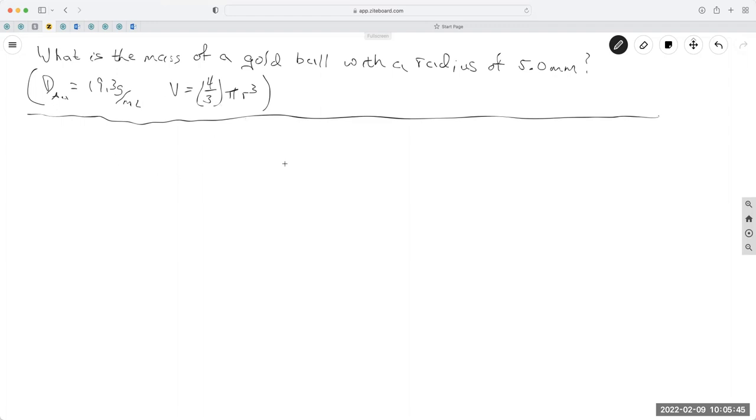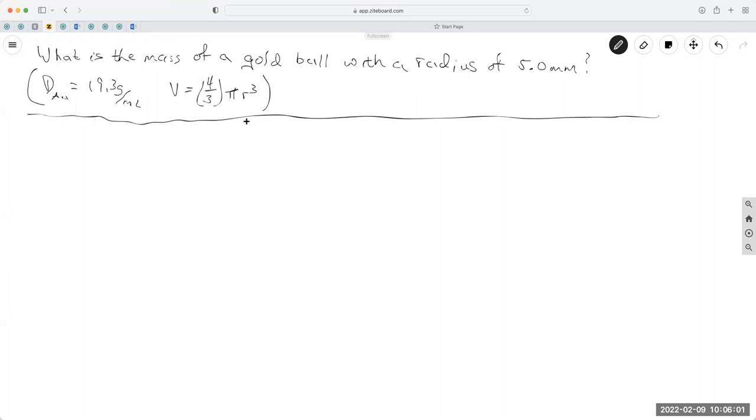Is that pi r cubed? That's an r cubed, pi r cubed. Okay. All right. So this problem has two different numbers, two equations, right? All sorts of stuff in here. So where do I start this problem?